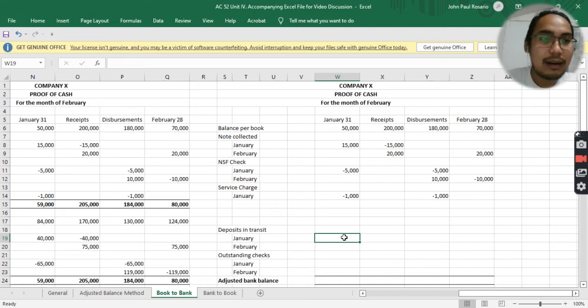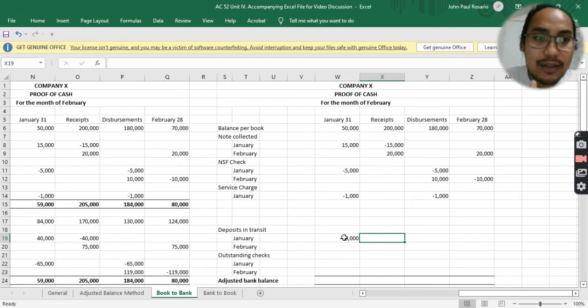So per adjusted balance method, deposit in transit is added, but in this case, i-deduct nato siya. So, anong i-deduct man nato ang deposit in transit? Because, again, wala pa man siya sa kang bangko. So, anong imo naman siyang i-consider as part of cash, as part of the balance per bank, wala pa man ni na record. So, ato ang i-deduct. I-deduct nato si deposit in transit. So, minus 40,000.